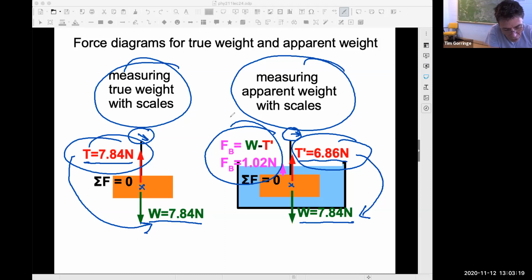And so by drawing these two pictures of me measuring the true weight, measuring the apparent weight, I'm able to conclude, right, that the buoyant force must be equal to the difference between the true weight and the apparent weight. It's 1.02 newtons. And so that's an important thing that we've just figured out from thinking about the forces acting when I'm measuring the true weight, the forces acting when I'm measuring the apparent weight, is that I can figure out what the buoyant force was when we immersed the crown in water. And we're gonna actually figure the density of the crown by understanding that we've just determined the buoyant force on the crown.